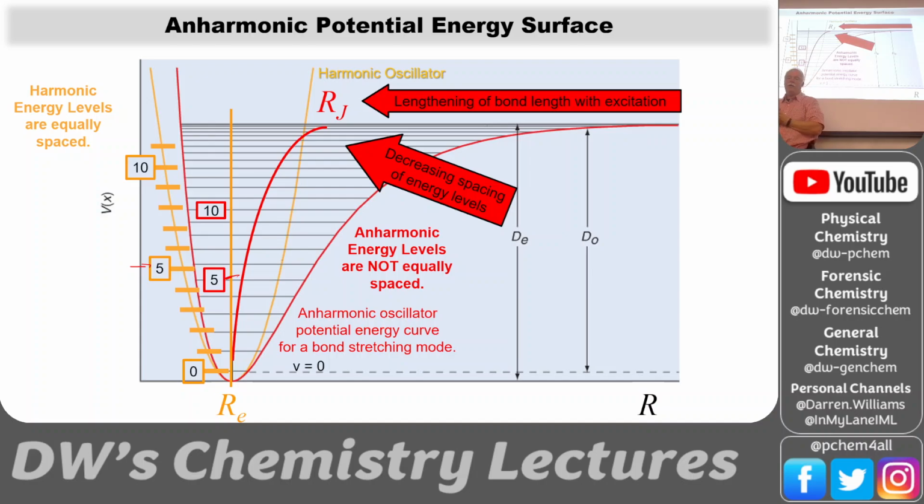When we're talking about bond lengths, sometimes we use RE. If we extrapolate these bond lengths down, we hit this RE, the equilibrium bond length, which is really the bond length at the minimum of these wells, where both the anharmonic and harmonic curves meet and are the same.